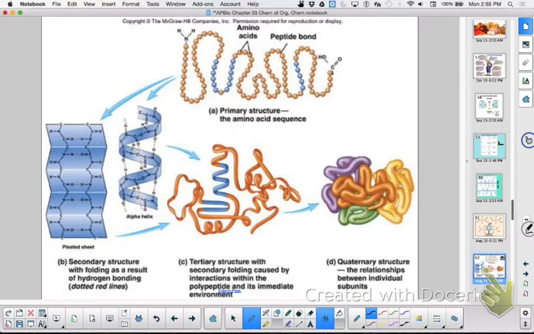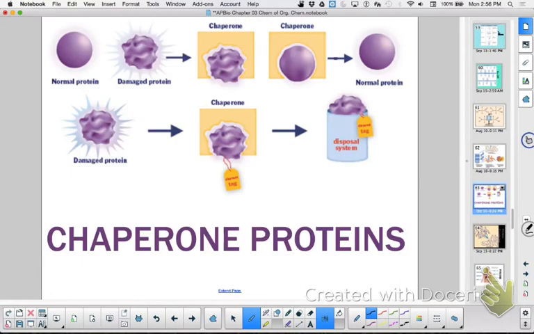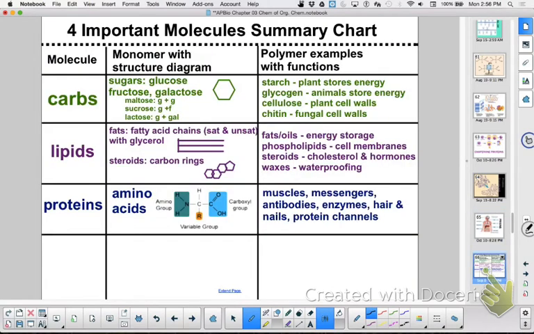And then quaternary structure is when you have more than one chain, and they're connected together into a globular protein. We talked about how there are other proteins that fold the proteins to make sure they are folded correctly. And we also talked about diseases that you could have as a result of misfolded proteins, and those are called prions. And then this is where we are. Proteins, here's the amino acid, muscles. The only thing I wish I would have added to this diagram is this right here, and I think we talked about this in class. Primary, secondary, tertiary, quaternary structure.